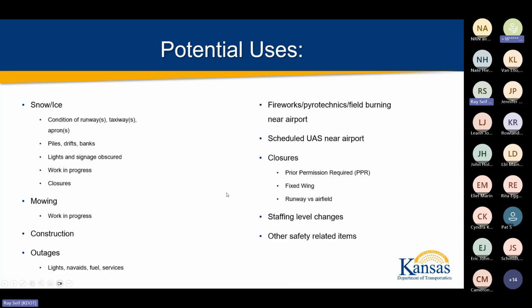So we've discussed a lot of these potential uses, and again, that's not all of the uses out there, but conditions of runways, taxiways, aprons, piles, drifts, and banks, lights and signage obscured. If you're getting a ton of snow and you're clearing that snow, and now your runway edge lights no longer show, you need to be mindful of that, but also if that does happen, you do need to file a NOTAM for those obscured lights. And again, don't forget work in progress. Any closures for snow or ice.